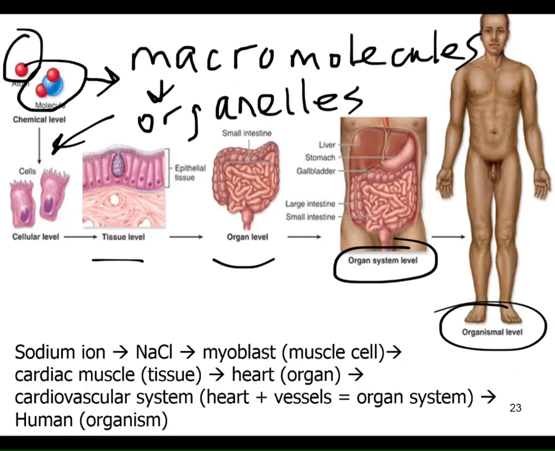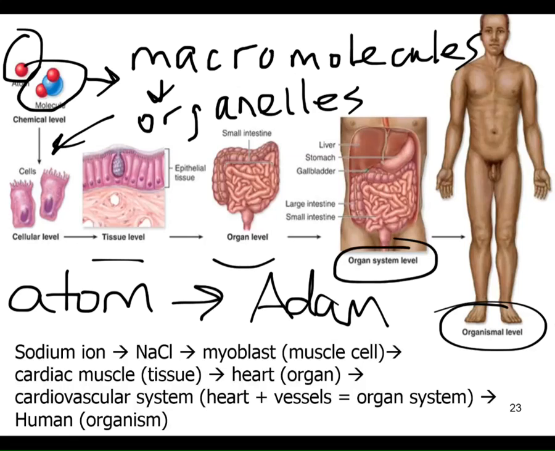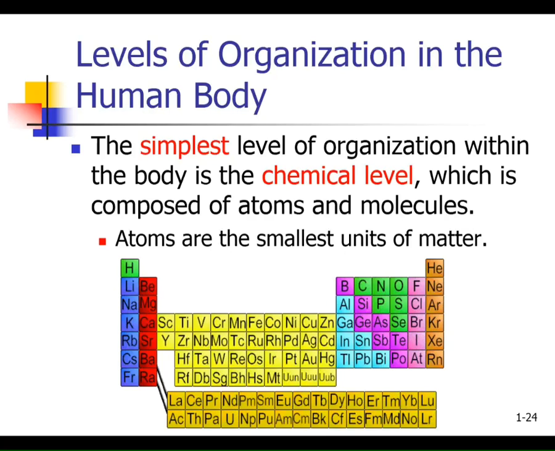So this is the basic hierarchy, and I'll refer to this as the atom, A-T-O-M, to Adam, A-D-A-M, continuum. Okay, so the atom to Adam continuum of complexity. So let's go through this, and this is just about one slide or so per level of complexity. This is all introductory stuff, but I think it'll make sense to you, and you'll appreciate now why the course is set up the way that it is.